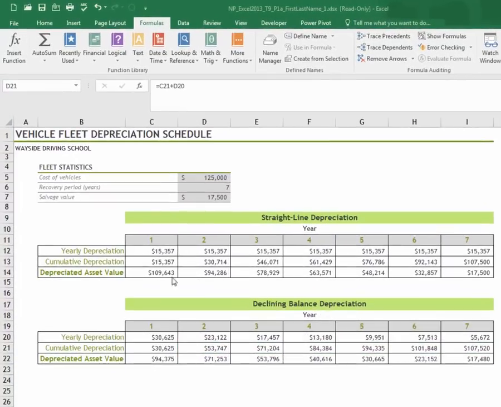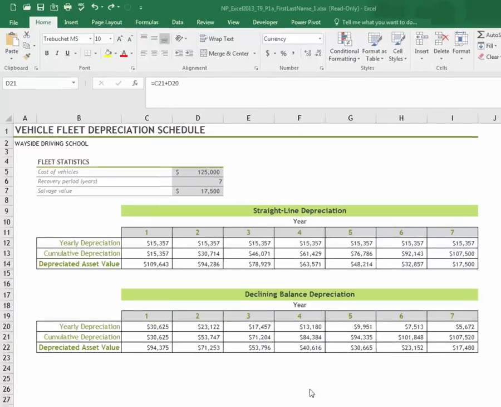Notice the difference between the two types of depreciation. The depreciated asset value on the straight line, it depreciates the same every time. The depreciated on the declining balance, it's instead of 109, it's 94, so you do much more at the beginning, and then it slowly gets to be less and less towards the end. Up here it's 15 each month or year, and down here we're 7, 9, 13. At the end though, the asset value is close to the same, $20 difference.